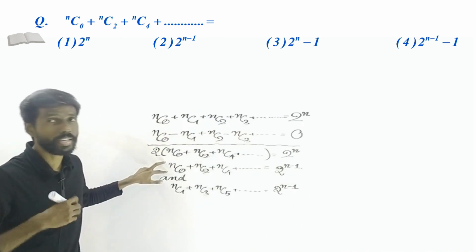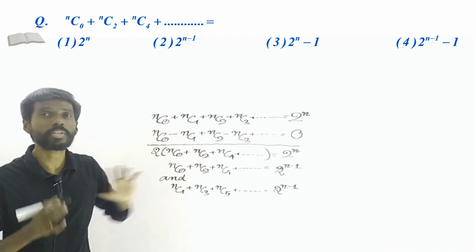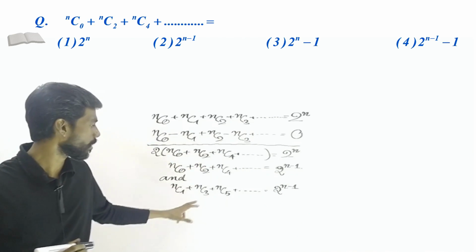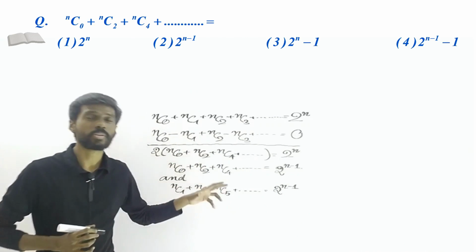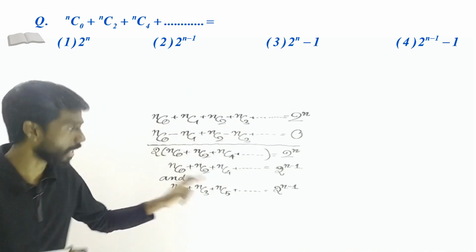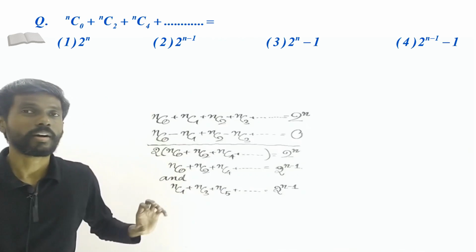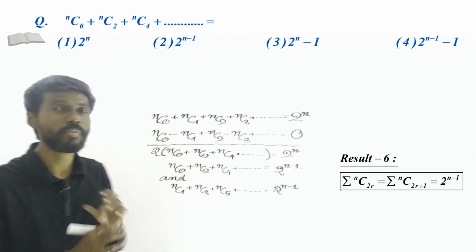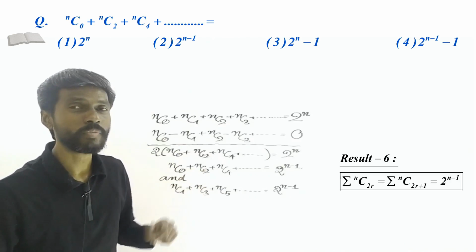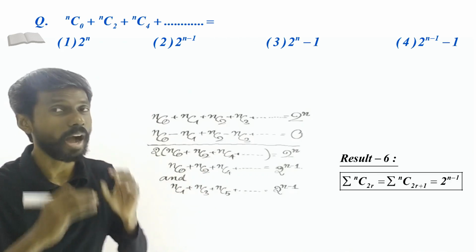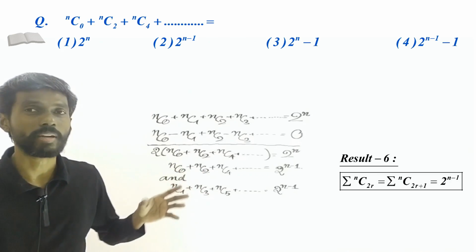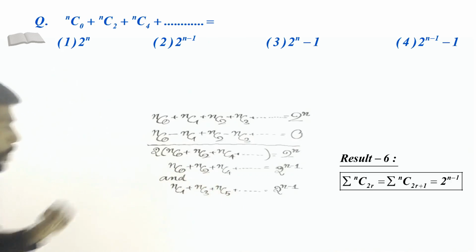So only alternate values is half of the total. Here also we have alternate values for odd values of r, so that is also half of the total value 2 to the power n, so 2 to the power n minus 1. This is also a result we have to remember. The sum of all binomial coefficients is 2 to the power n. If you take only alternate terms, that is half of the total, which is half of 2 to the power n, or 2 to the power n minus 1.